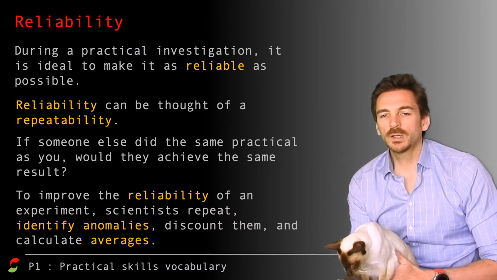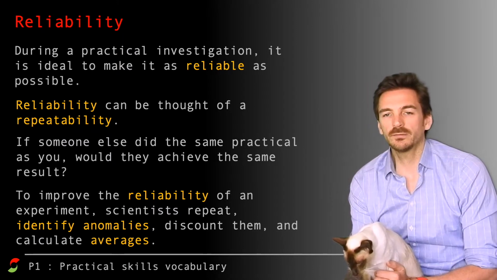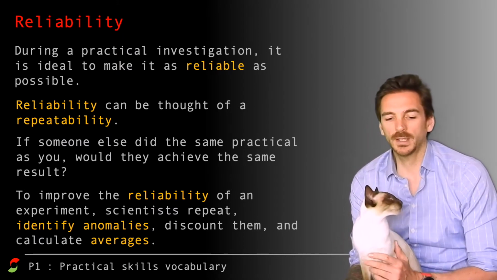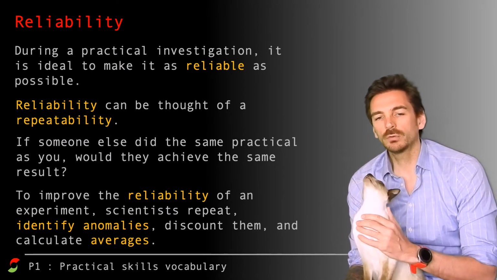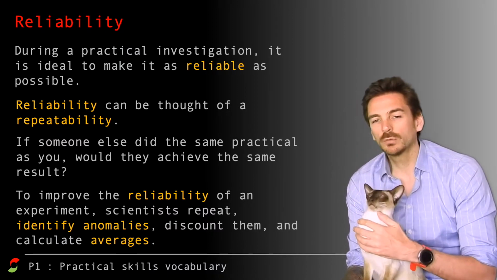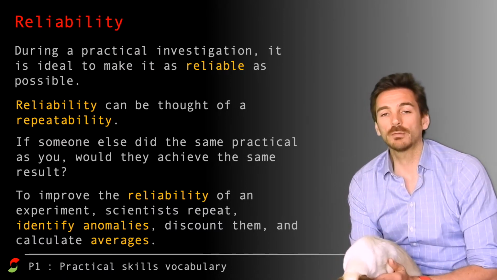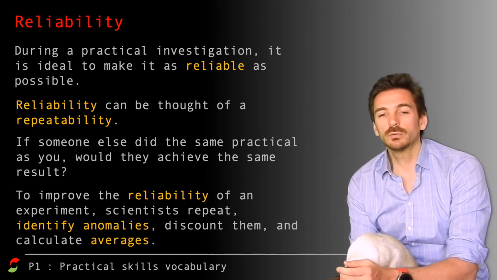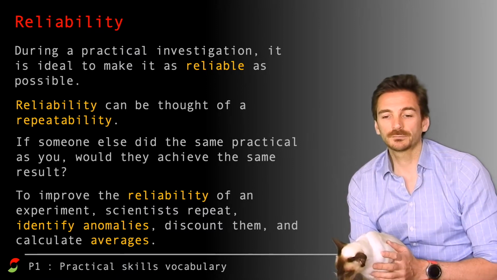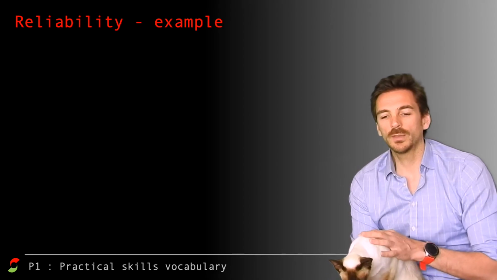Whenever we're doing an experiment, your teachers will often say, make sure that you repeat it. If you repeat it and calculate an average, it gives you an opportunity to spot anomalies, do something about them, and then calculate an average. So let's have a look at an example.